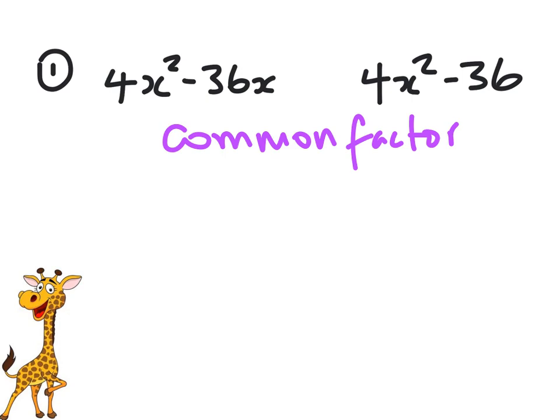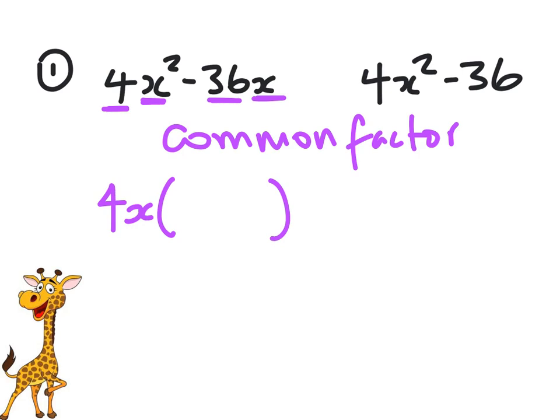So if we look at the left hand one first of all, I see a 4 and a 36, and 4 goes into 36, I'm going to take that as a common factor. I also see x squared and x, so I'm going to take 4x out as a common factor, and you can work out what goes in the other bracket.